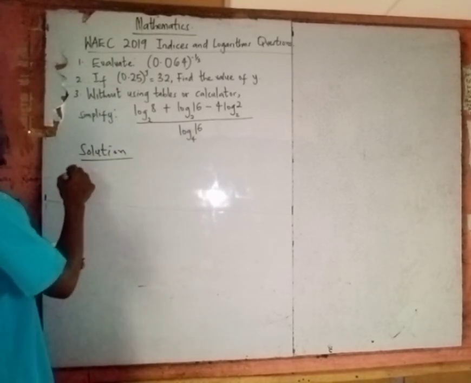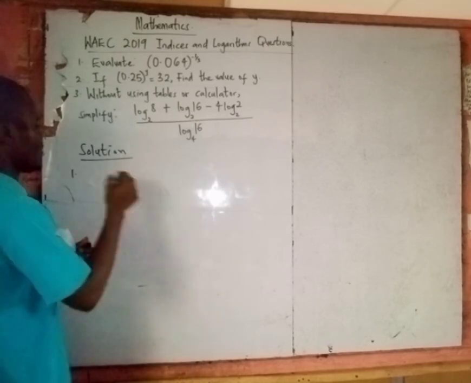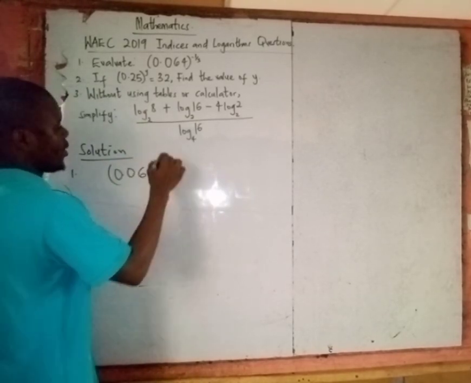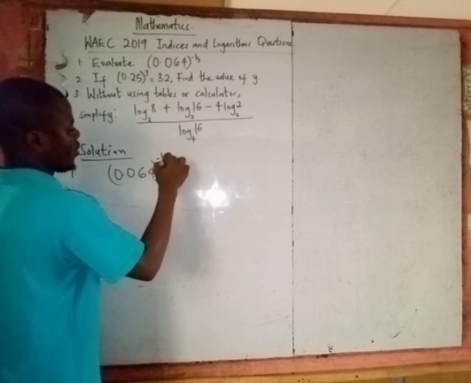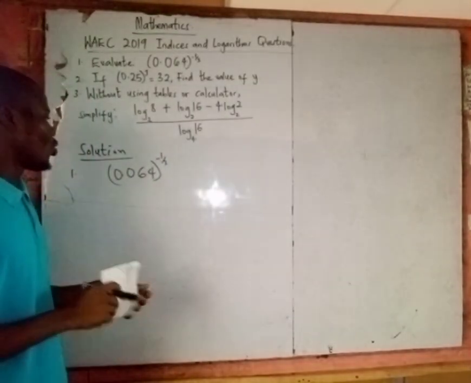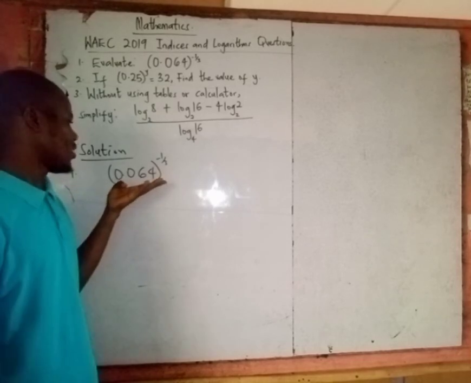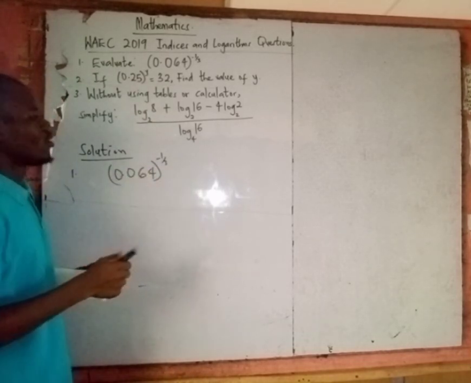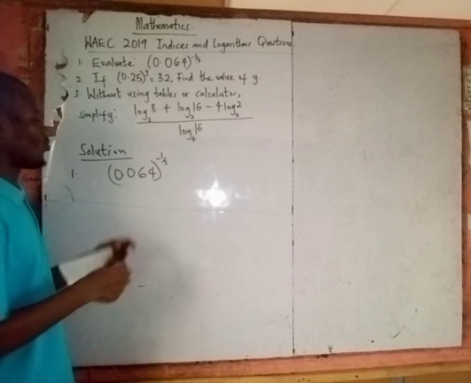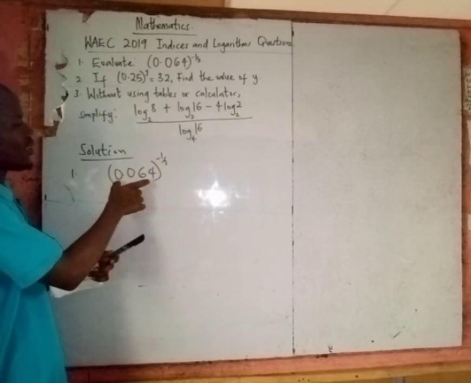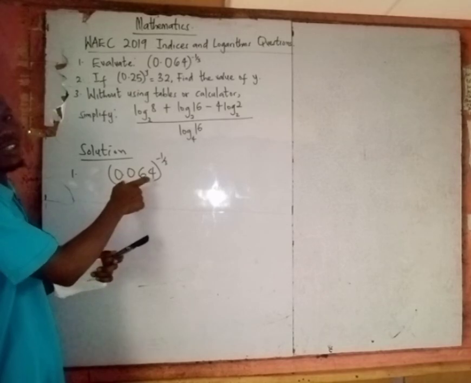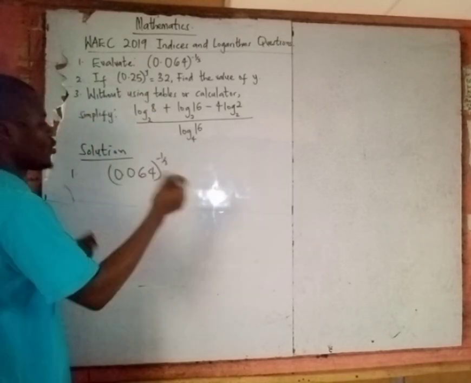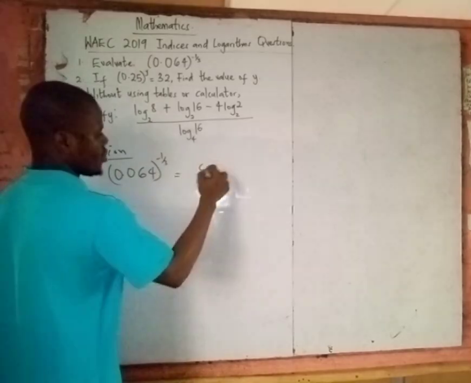So number one, we have algebra: 0.064 to the power of negative 1/3. This question is in decimal form, so basically what we are asked to do is write this decimal as a fraction. So we should convert it to a fraction form.